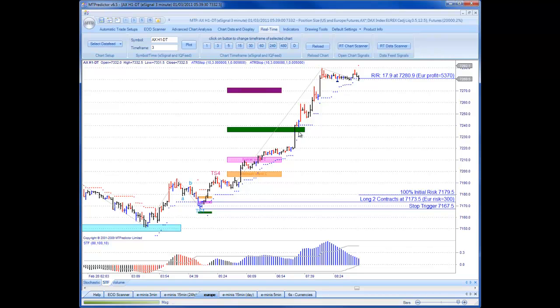When it gets there, you make the decision to either bank profit or look at the STF. In this case, the STF was strong, therefore run the trade with the ATR stop right up to the top here for an absolutely fantastic trade of approximately 17.9 times the initial risk. And that's why the Holy Grail trade using the MTPredictor software is so brilliant.